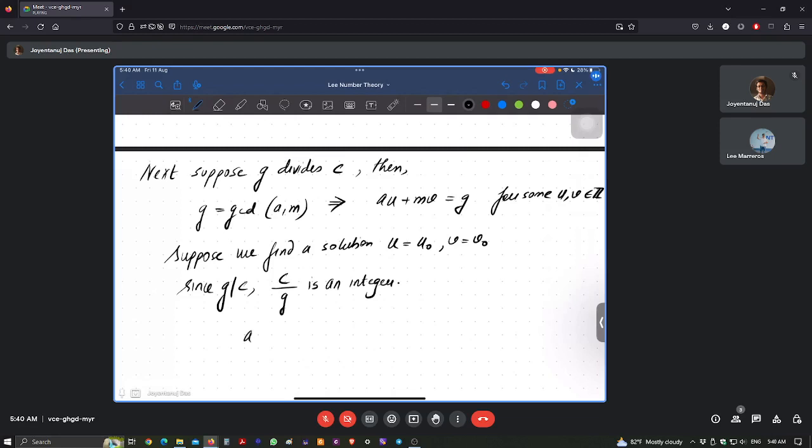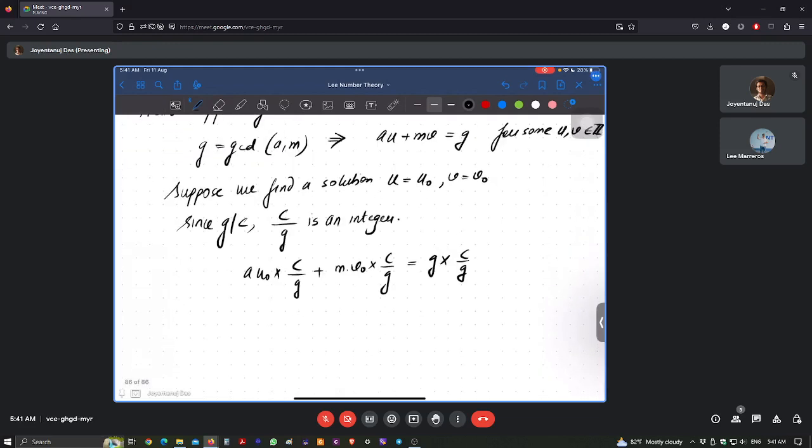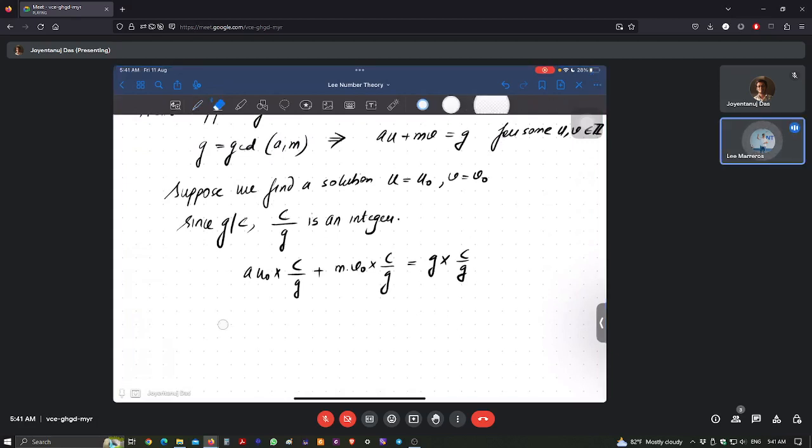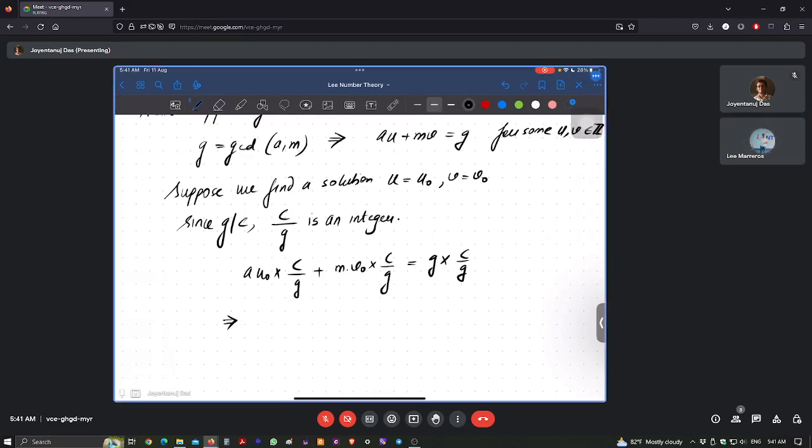So if I multiply, A U0 times C by G plus M V0 times C by G equals G times C by G. So we multiply the whole equation by C by G. C over G is an integer because G divides C. So this equals C, right?